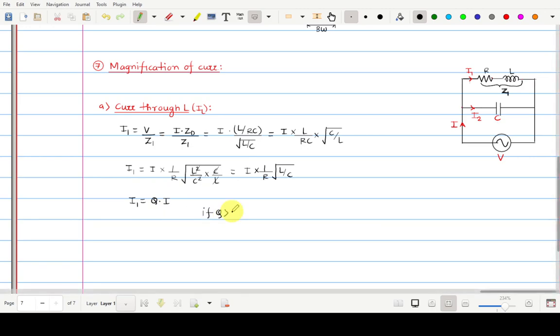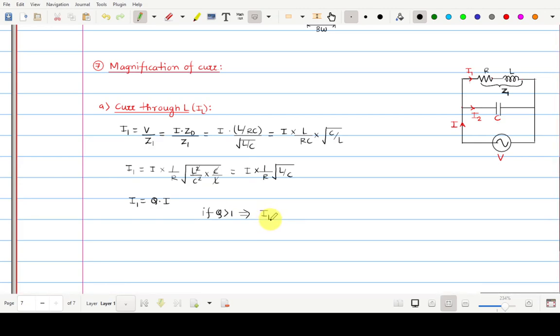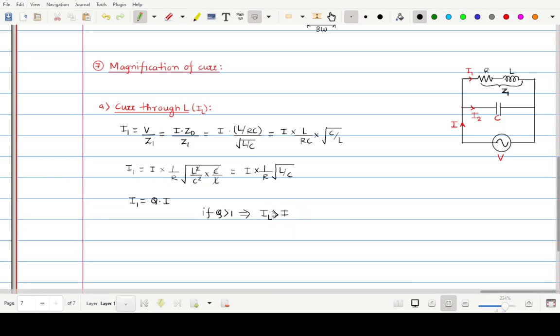Now if this quality factor is greater than 1, what does this indicate? Your I1, the current flowing through the inductor, which we can also write as IL, will be greater than the input current I. So this is nothing but magnification of current. This indicates that your output current will always be higher than the input current, and it is Q times, meaning quality factor times your input current. So the quality factor should be as high as possible. Now this is the current flowing through the inductor.